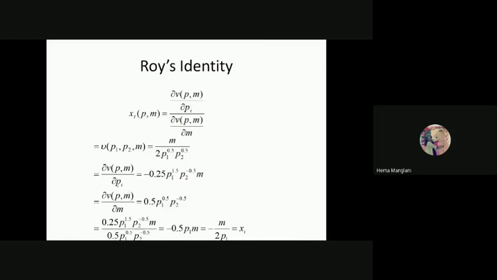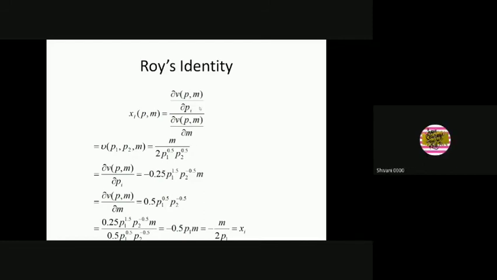In the same way, you'll differentiate it with respect to money income. This gives you 0.5 p1 power minus 0.5, p2 power minus 0.5. Sorry, M would be reduced because now you have differentiated it.